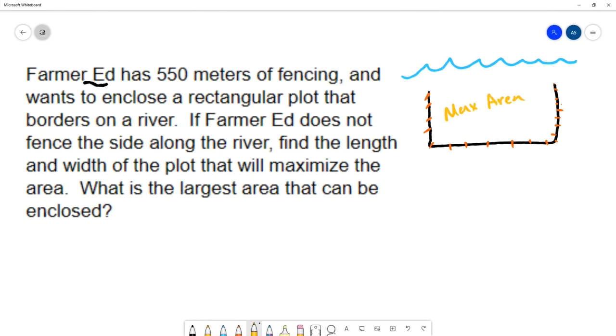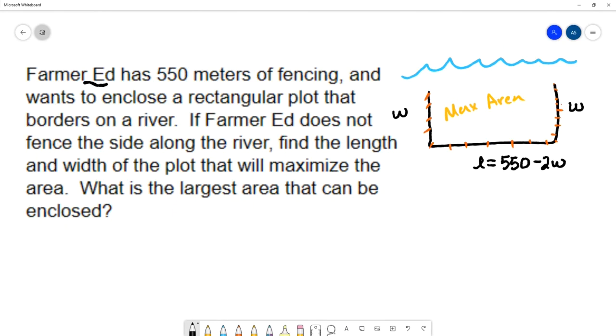Now with a rectangular plot like this, it has 2 dimensions. It has the length and the width. So we have the length and the width here. Because we're only using 3 sides, we're going to have 2 of the widths and only 1 of the lengths. And I can use that 550 meters of fencing, and if I take away the 2 widths, I have a formula to come up with the length.